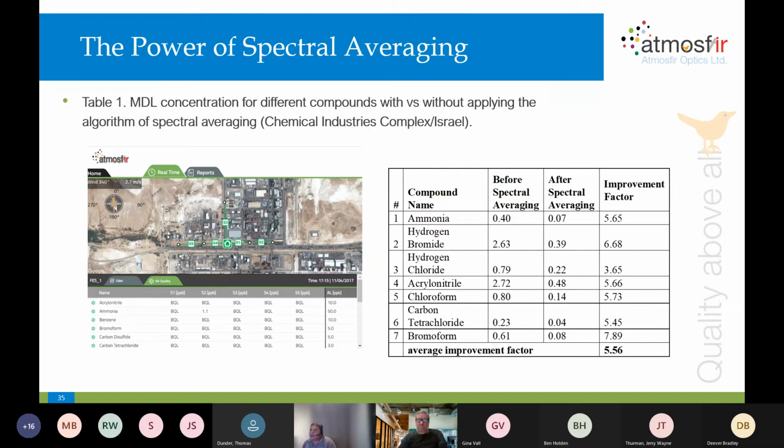And when we automated our analysis, we wrote a pattern that allows us, by spectral averaging, to reduce the noise of the instrument and the noise of the atmosphere. What we see in the table here is the detection limit in ppb before spectral averaging and after spectral averaging. And you can see that using our algorithm, we can improve any instrumentation by a factor of 5.